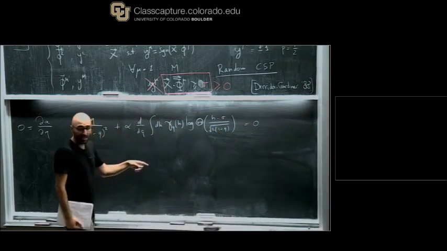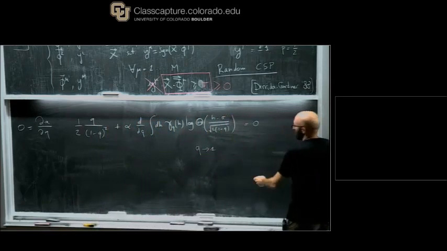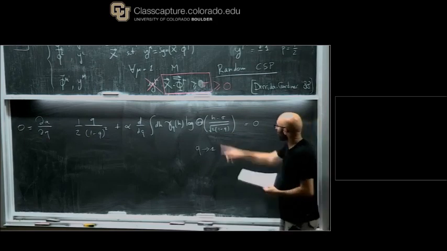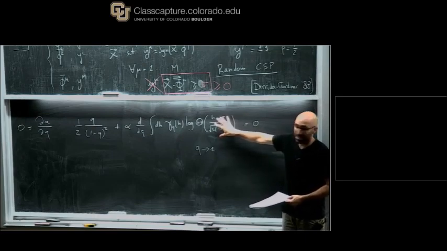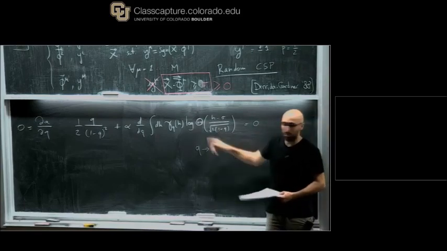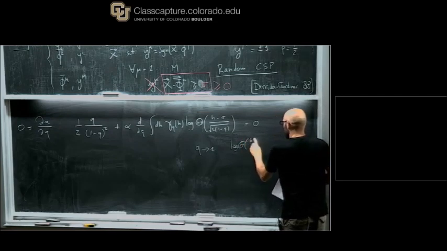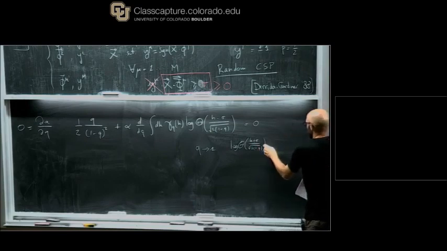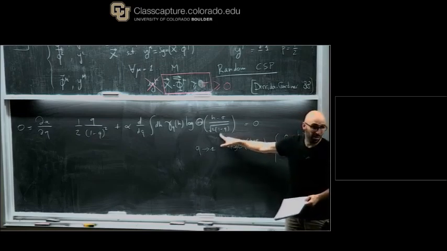When Q goes to 1, this function, the logarithm of theta, you see, if H is bigger than sigma, then as Q goes to 1, this becomes plus infinity, and this goes to 1. So the logarithm of 1 goes to 0. So the logarithm of theta of (H minus sigma) over square root of 2 minus Q is going to be 0 for H bigger than sigma.